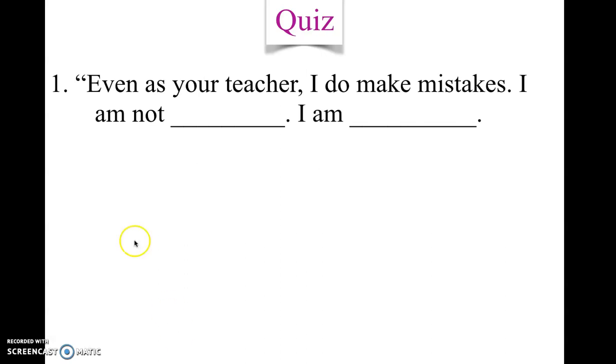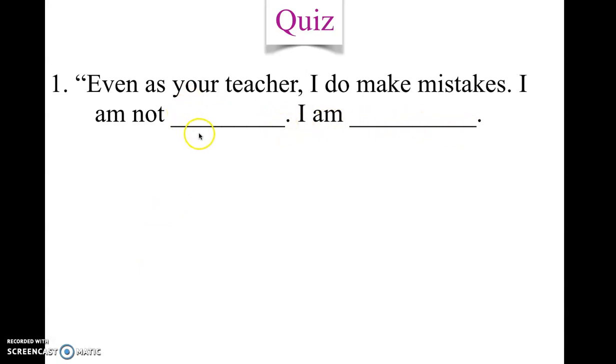All right, let's try a quiz. I have three sentences here to fill in some of the words we have been looking at. So this is someone talking, even though I forgot my quotation marks here. Even as your teacher, I do make mistakes. I am not what? I am something else.